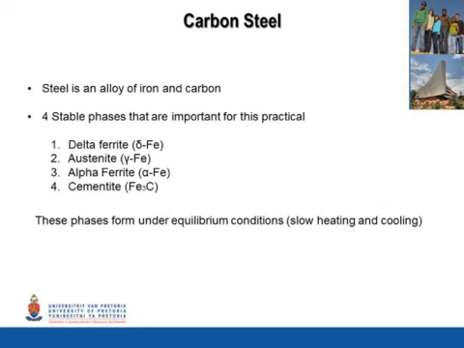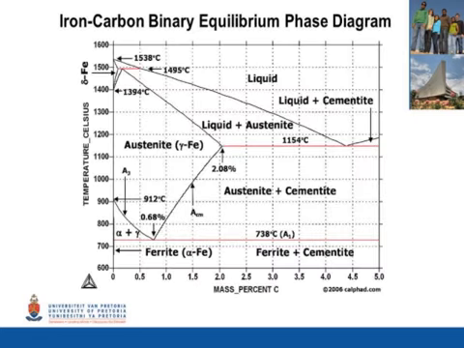In the portion of the iron-carbon binary phase diagram that we will be dealing with, there are four important equilibrium phases that must be considered. These phases are delta ferrite, austenite, alpha ferrite, and cementite. An equilibrium phase is formed under conditions that allow the system to reach equilibrium. The most important of these conditions is the rate at which a material is cooled from high temperatures.